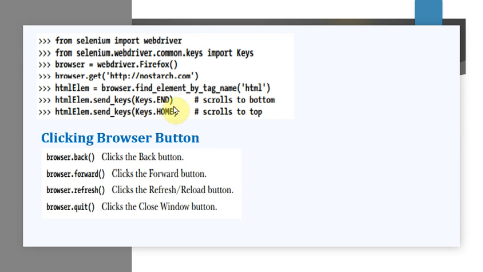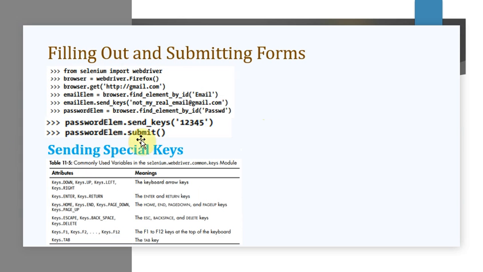That is, what are the keys you want to send? That is Keys.END. So when you say Keys.END, it will be scrolling down to the bottom. Okay. Whereas Keys.HOME, when you say, it will move towards the top of the page. Okay. So that is about your sending special keys.